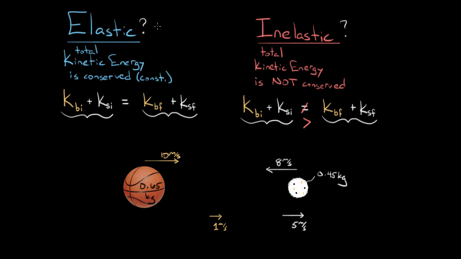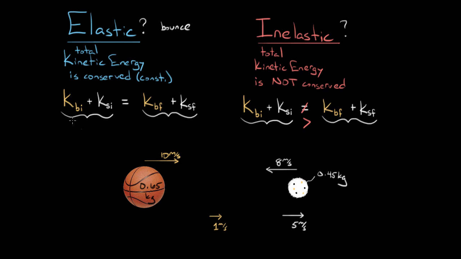Just because they bounce off of each other does not imply that it's elastic. It works the other way. If it's elastic, they do have to bounce off of each other. But just because it bounces does not mean it's elastic, so be careful there. What do we do to check whether it's elastic? What we do is we check whether the total kinetic energy was conserved or not. So let's just check. We've got enough numbers here to figure that out.